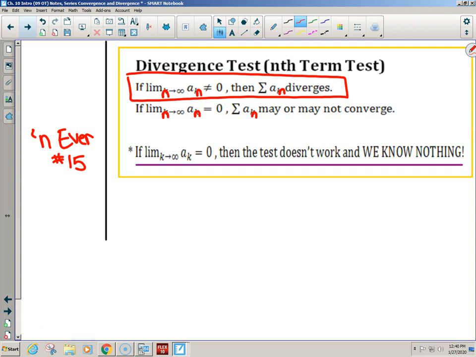We know nothing. Like literally, I want you to write we know nothing. If you try to do this test and you get 0, I want you to always write you know nothing. I don't mean you know nothing about life or nothing about anything, but about this problem. If you get the limit of the sequence to be 0, you know nothing. If you get the limit to be anything but 0, you know everything. Wait, anything but 0? Like infinity?